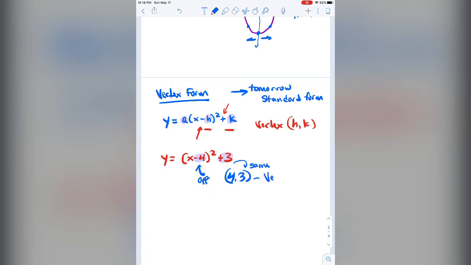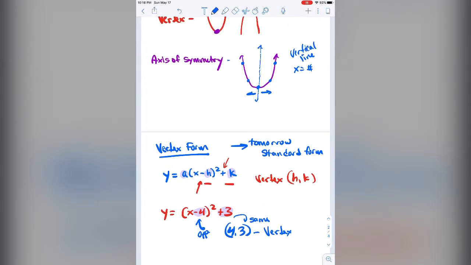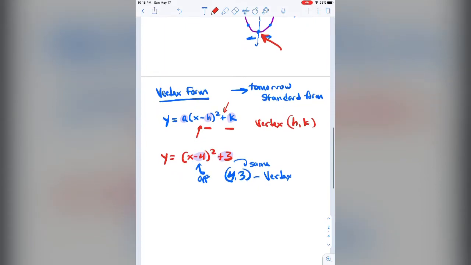So it's called vertex form because you can get the vertex directly from it. Now, I also told you that the axis of symmetry was important. Well, if you remember, I said the axis of symmetry goes through the vertex, and it's a vertical line. Since it's a vertical line through the vertex, in this case, our axis of symmetry is going to be x equals, what's our x? 4, so x equals 4.